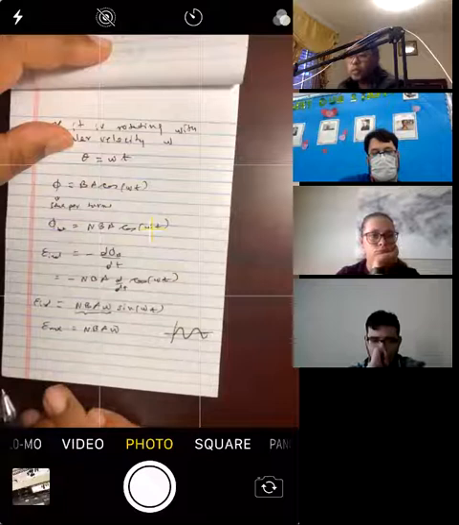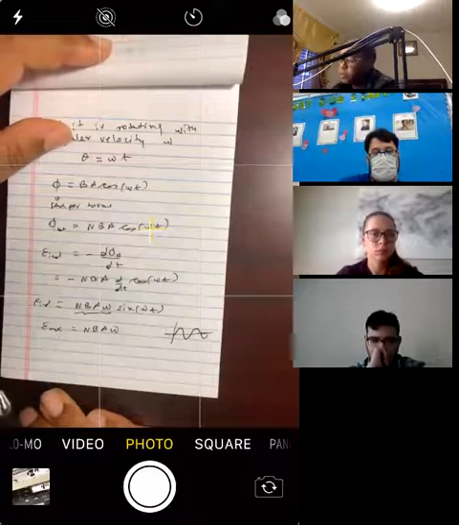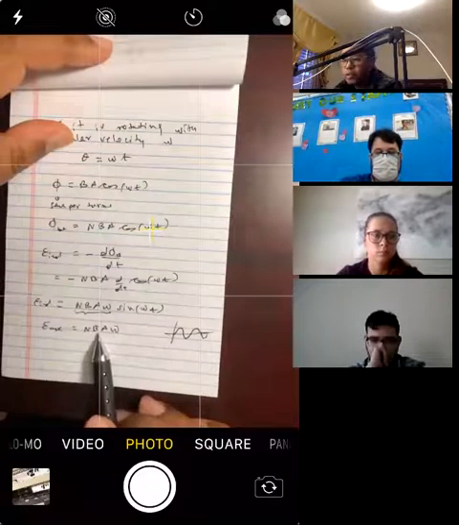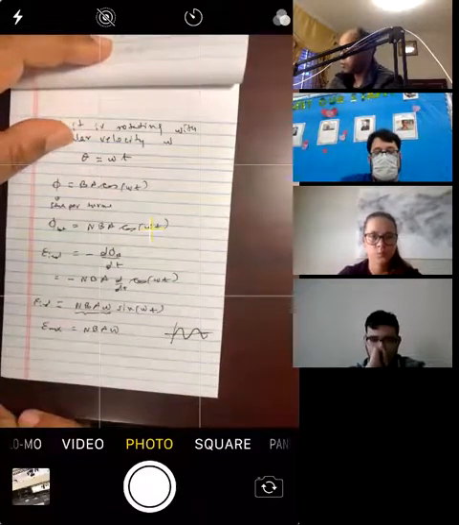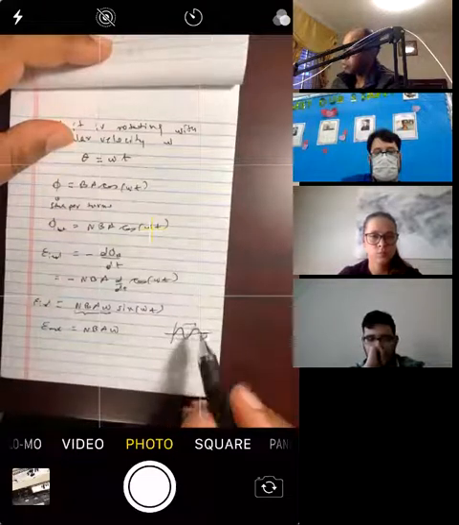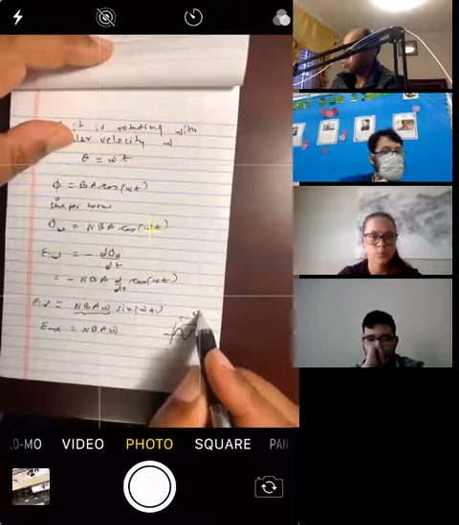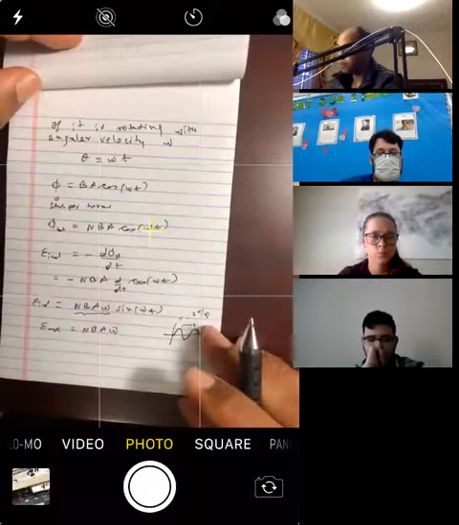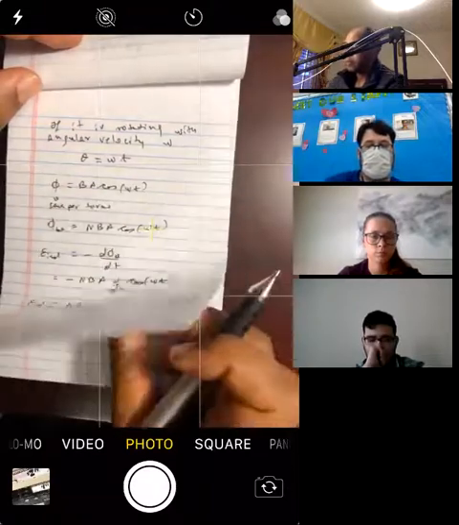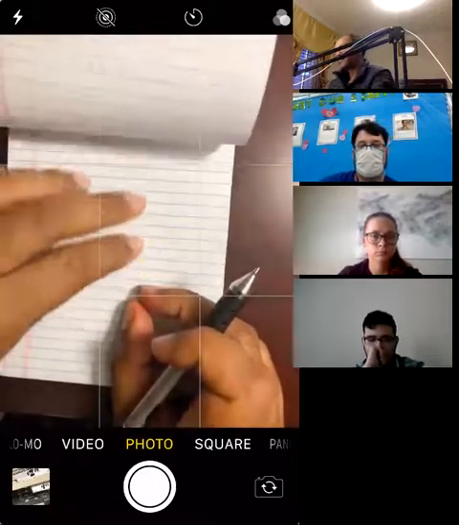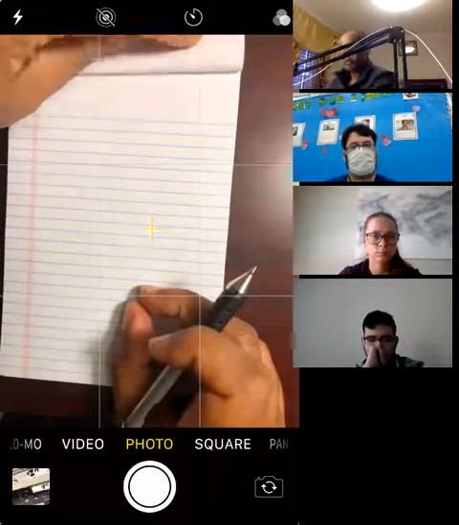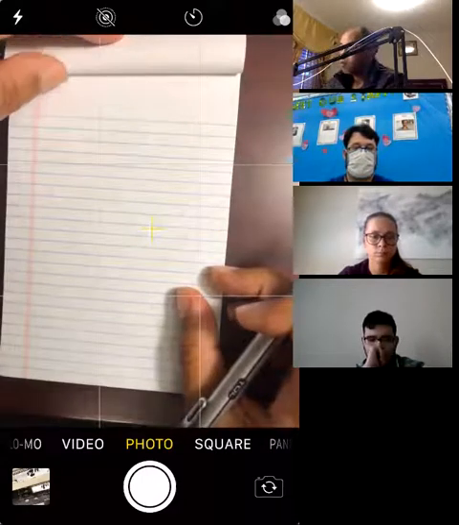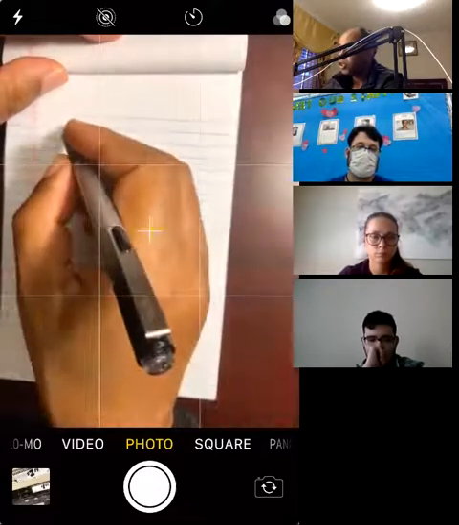E max would be NBAω. So the amount of voltage you get from this depends on the angular frequency, how big the coil is, how big the field is, and how many turns you have. And of course, the period would be 2π over ω. So that's how they produce the voltage that we use. So these are the 3 ways by which you can produce voltage and convert mechanical energy into electrical energy.